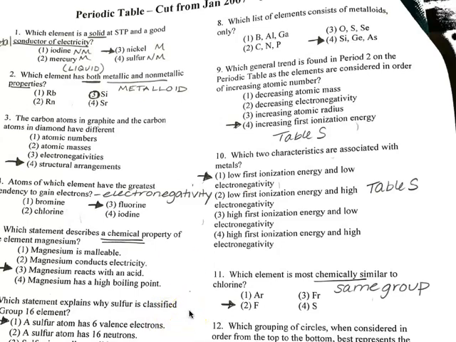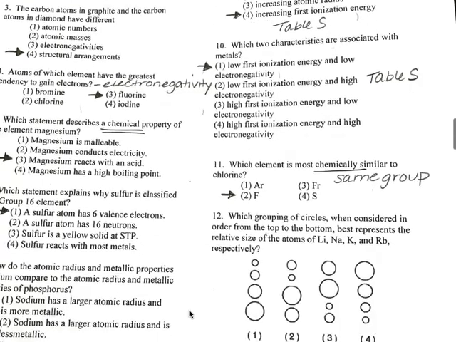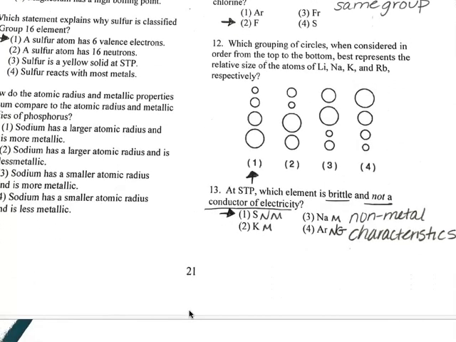All right, number 11, which element is most chemically similar to chlorine? Remember, it's got to be in the same group, so that would be fluorine. Question 12, which group of circles, when considered in order from top to bottom, best describes the relative sizes of lithium, sodium, potassium, rubidium? If you did not already know that atomic radius increases as you go down a group because you're adding a shell, then you need to go to Table S and actually look up the atomic radius of these four elements. And you would see that it goes from smaller to larger.